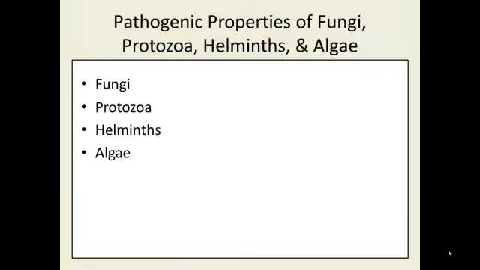Now let's talk about pathogenic properties of fungi, protozoa, helminths, and algae. Since we've been talking an awful lot about the bacteria, we've talked about the viruses. Fungi cause damage by causing allergic reactions and also by producing toxins. So they're kind of like the bacteria in that way. They produce exotoxins, which can damage the host.